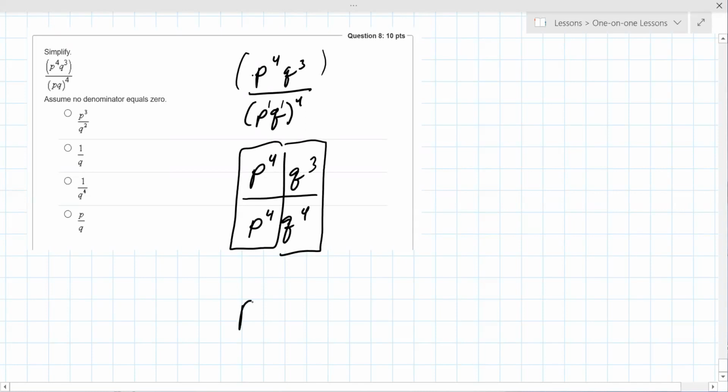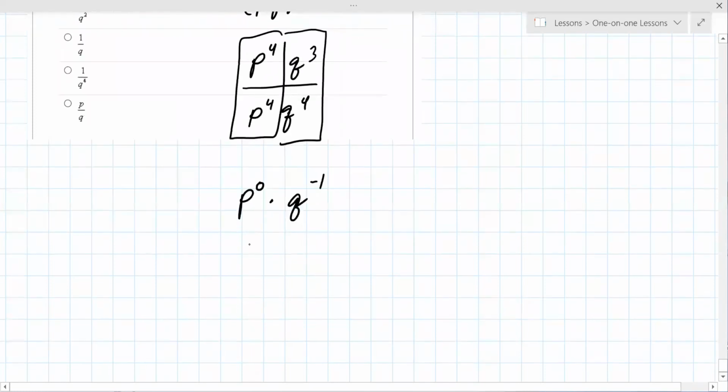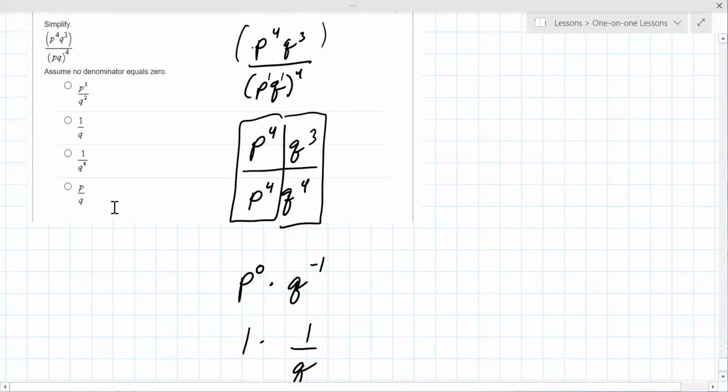So p to the 4th over p to the 4th is p to the 0, and then over here it's 3 minus 4. What is 3 minus 4? Negative 1. So this is 1. You just told me. What is q to the minus 1? 1 over q. So what's the correct answer? The second dot. Good.